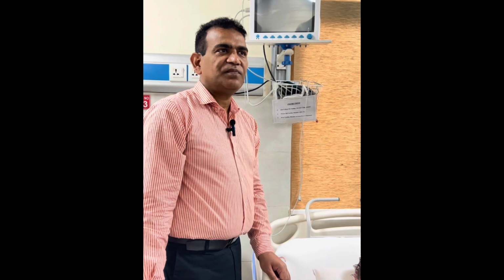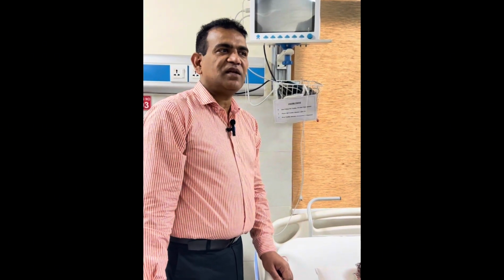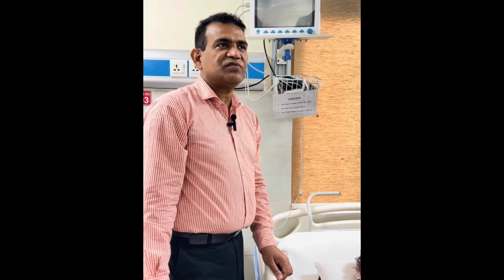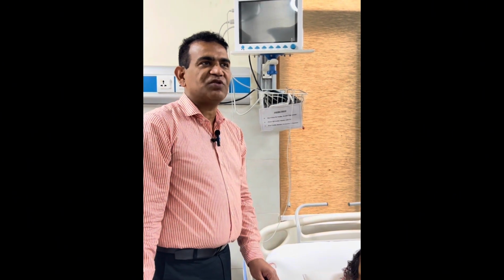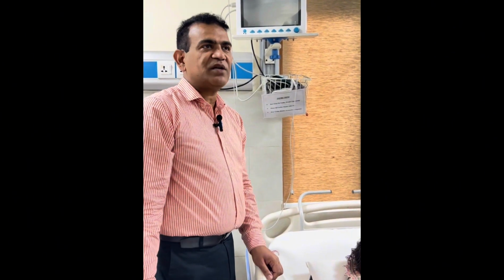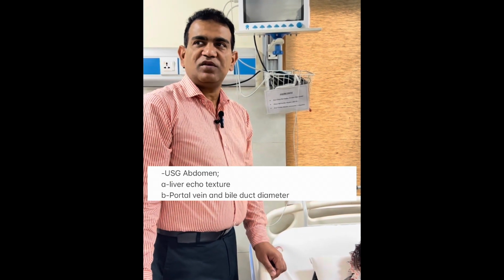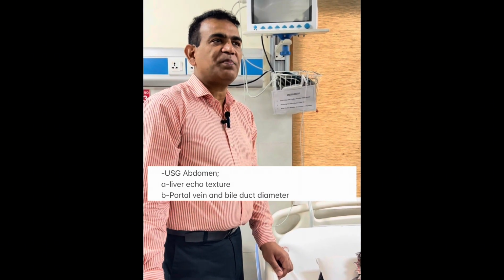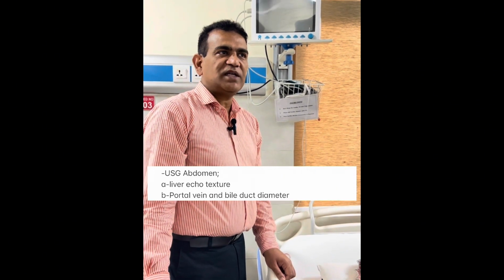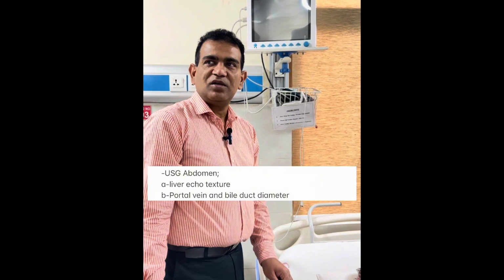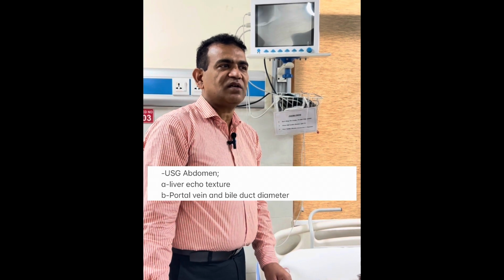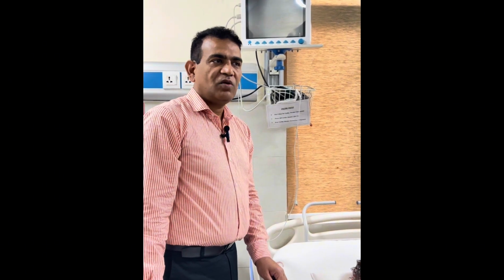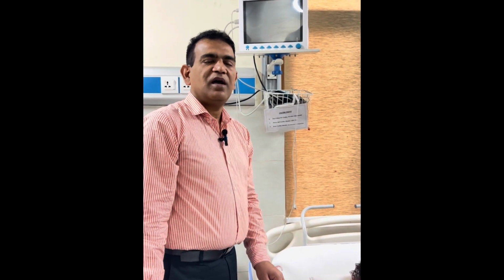So the next investigation is ultrasound abdomen to assess the liver echotexture as well as the portal vein diameter and the bile duct diameter. If the bile duct diameter is enlarged, or there is obstruction, which indicates intrahepatic cholestasis, which indicates a biliary channel disease. So what is the next investigation in case of intrahepatic cholestasis or raised alkaline phosphatase? MRCP. What is MRCP? Okay, the other name is MRI liver.